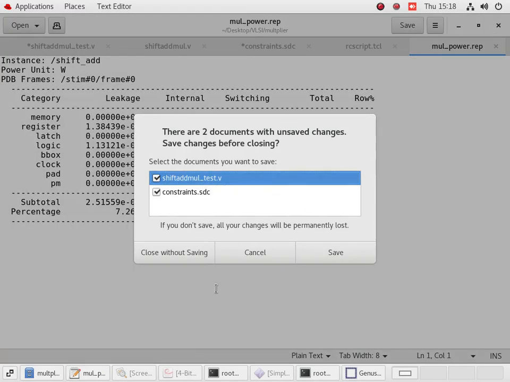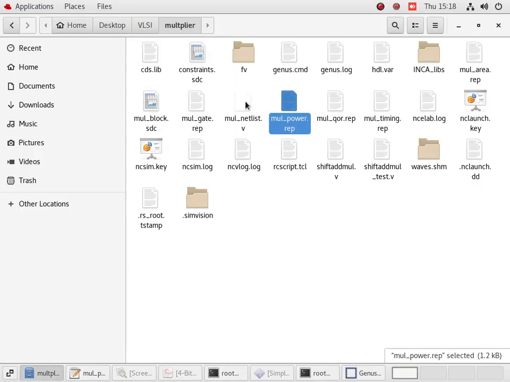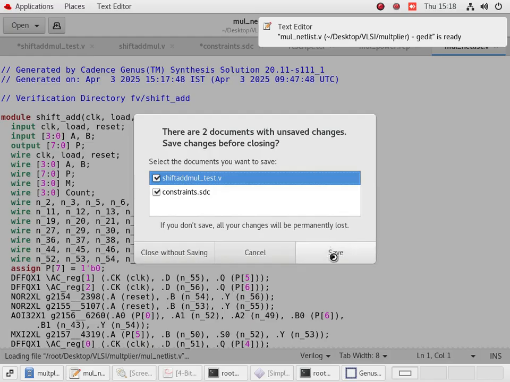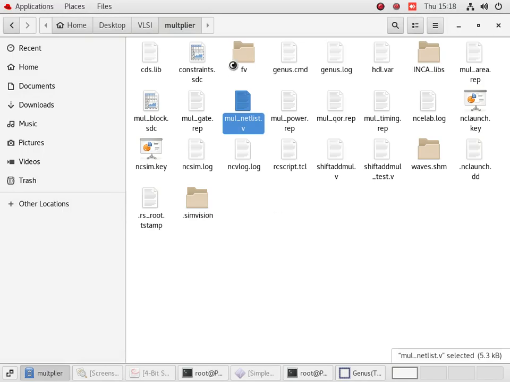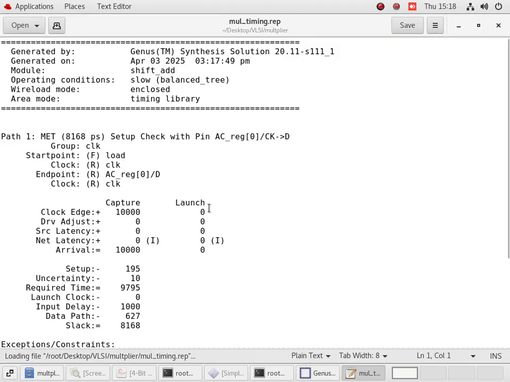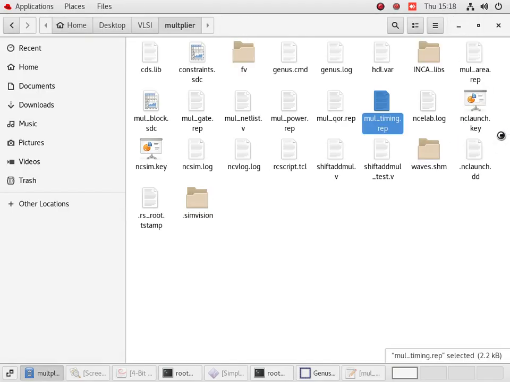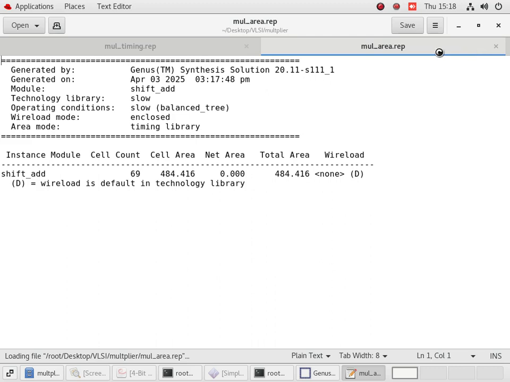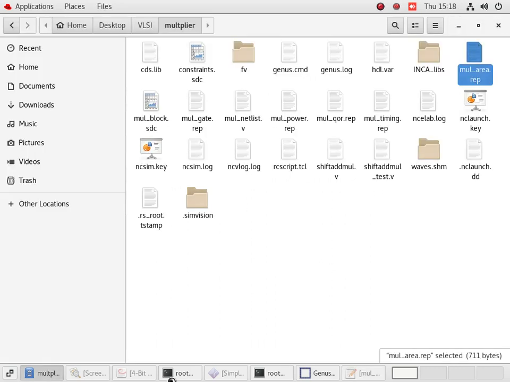Then we can check the netlist. This is the netlist that we have. Then this is the timing report. We have the timing report. So all the reports that are generated, the area report and all the others, will be in this folder. So this is about the simulation and synthesis of the design. Thank you.